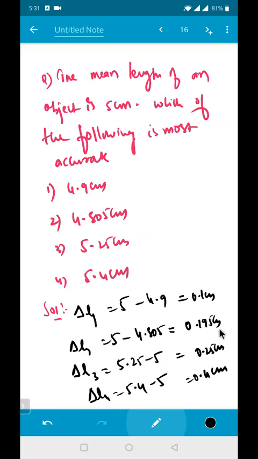Now, delta L is least for what? 4.9, that is 0.1, 0.195, 0.25, 0.45. So what will be your answer right now? Hence 4.9 centimeters will be the most accurate answer for the given question. I hope you can do this one, such type of questions basically.